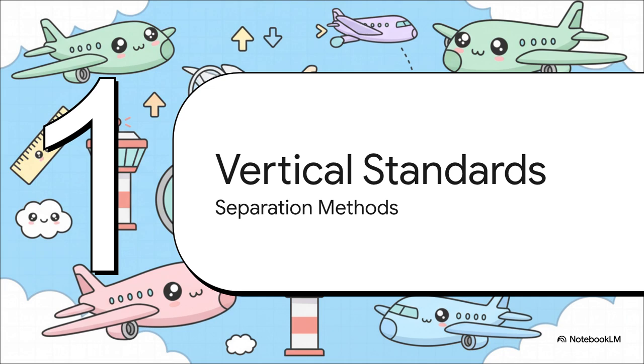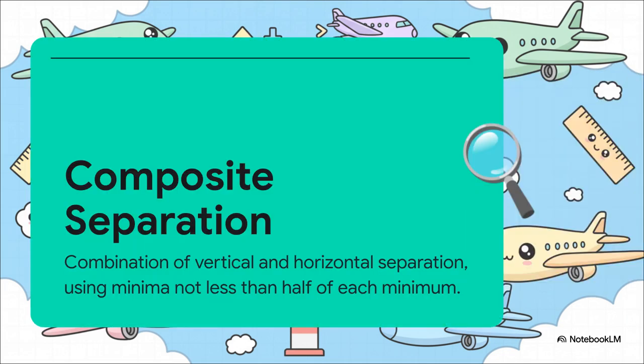Vertical separation standards. Let's start with a crucial regulatory concept. You'll see it there in blue text, composite separation. So what is this exactly? Well, it's a combination of both vertical and horizontal separation. The main concept here is that it uses minima that might be lower than the standard individual minimums. But, and this is absolutely key, it is never less than half of those individual minimums. The strict application rule you've got to memorize is that composite separation shall only be applied based on regional air navigation agreements. You can't just invent this on the fly. It has to be a predefined regional agreement, for sure.